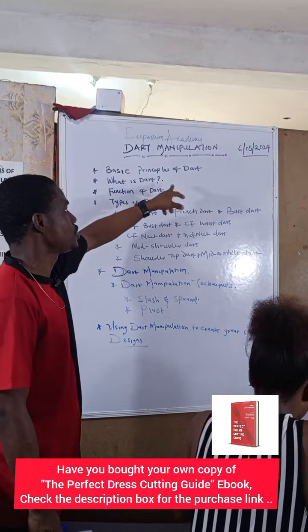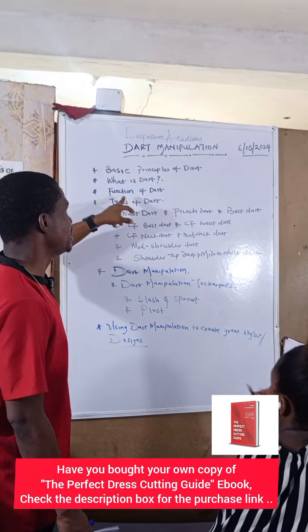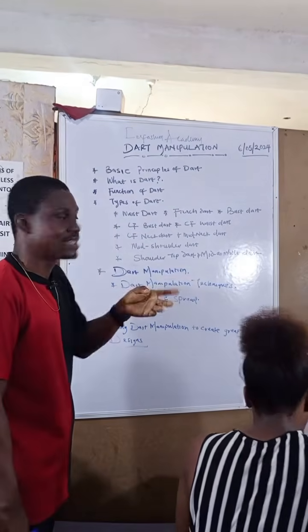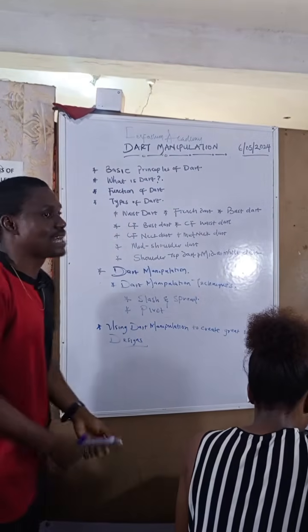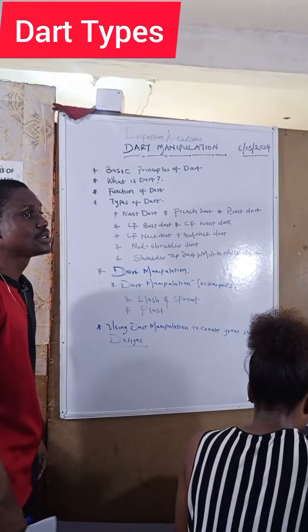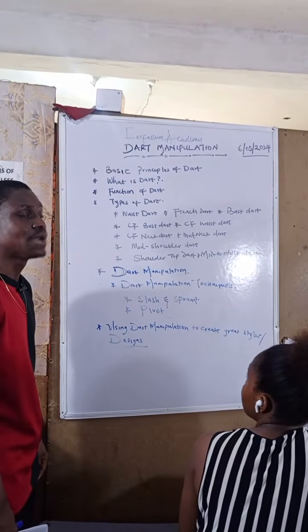Here I ask this question: what is that? Are you seeing it? Here is the function of that. Then this one is the types of that. How many of us know that it does have types? Do you know? Yes, we have types of that.